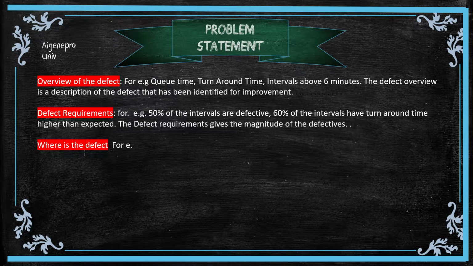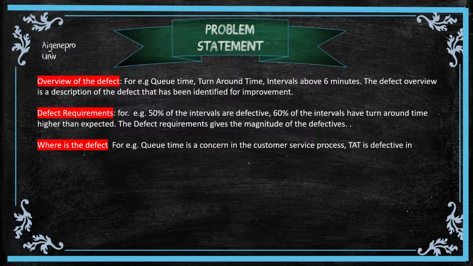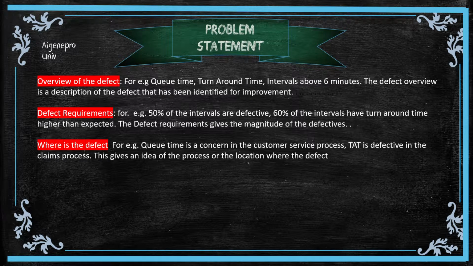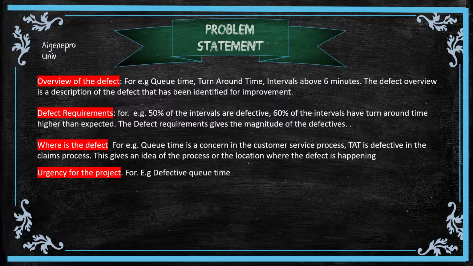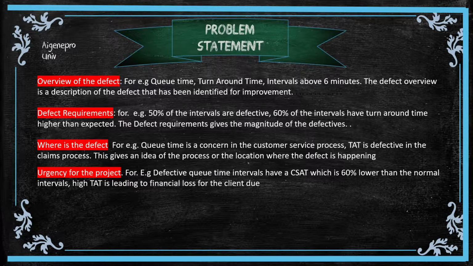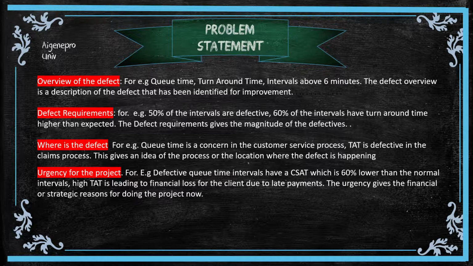Where's the defect? For example, queue time is a concern in the customer service process, TAT is defective in the claims process. This gives an idea of the process or the location where the defect is happening. Urgency for the project. For example, defective queue time intervals have a CSAT which is 60% lower than the normal intervals. High TAT is leading to financial loss for the client due to late payments. The urgency gives the financial or strategic reasons for doing the project now.